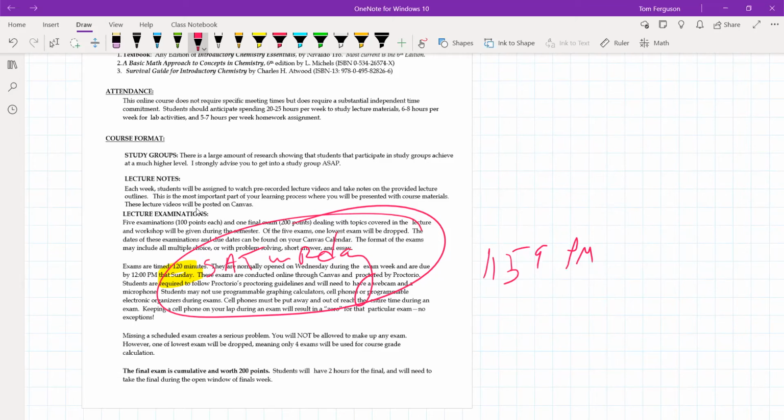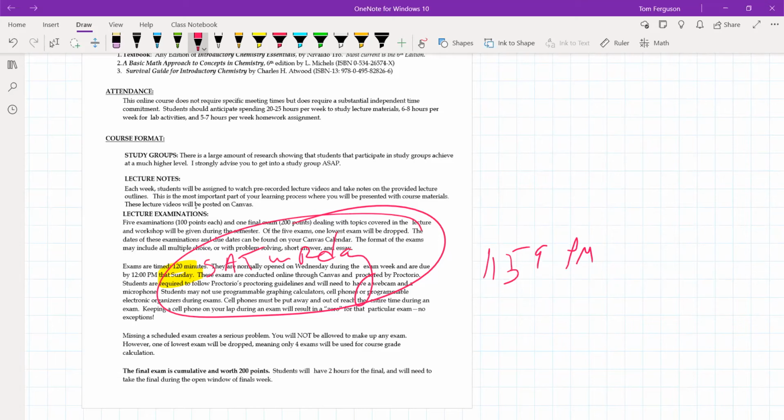Okay, if you miss an exam, that will be a 0, and that will count as your 1 drop test. Okay, so there are no makeup exams.